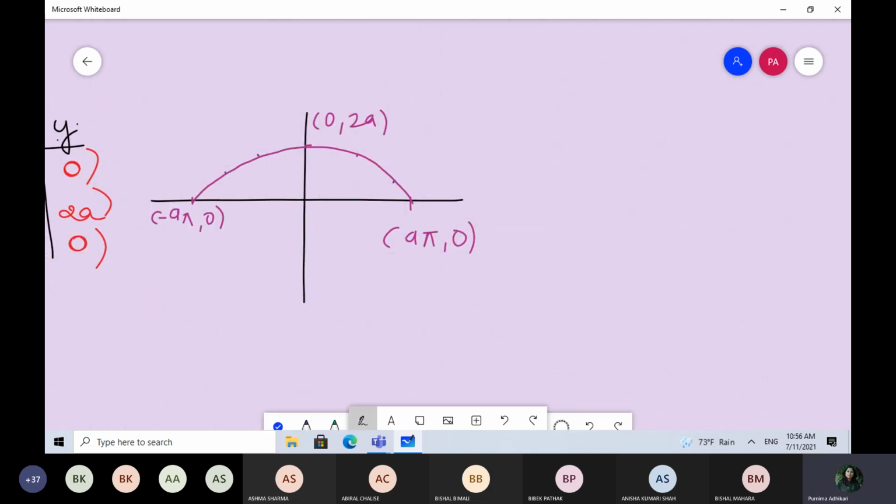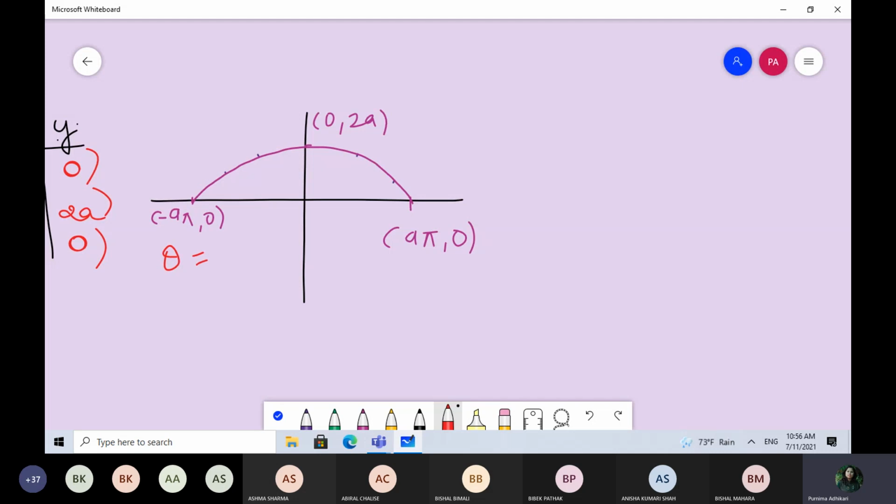Let me give you theta values here. This is theta equals minus pi. This is theta equals 0. Theta equals pi, and for theta equals 3 pi, again.